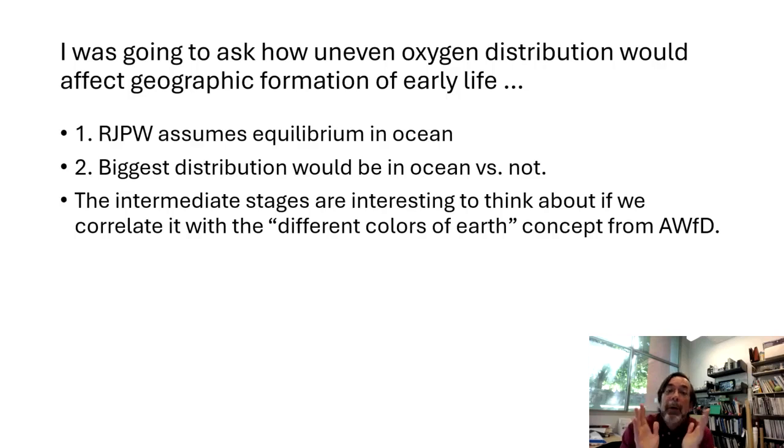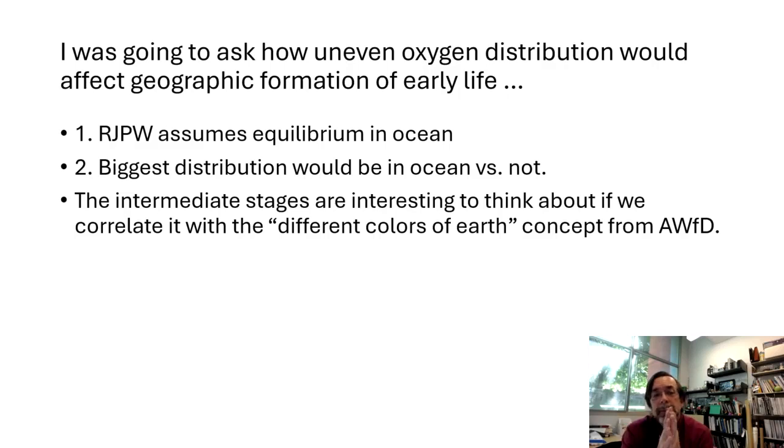There's a question about how uneven oxygen distribution would affect geographic formation of early life. This is an interesting question for high versus low altitude, and maybe we could even look at high versus low altitude today. Same proportion of oxygen, but it would be different pressures, so lower partial pressure of oxygen.